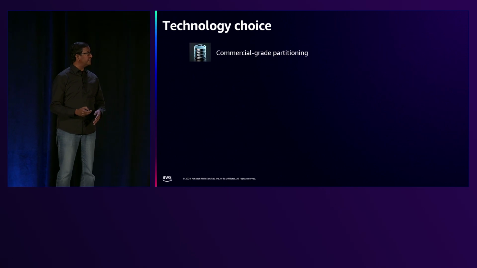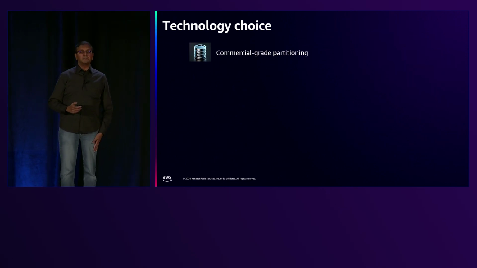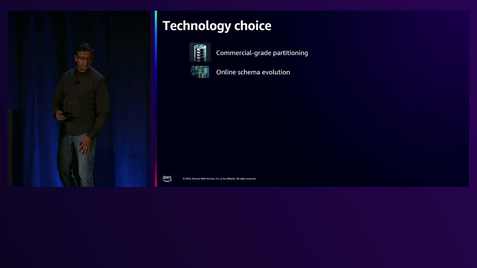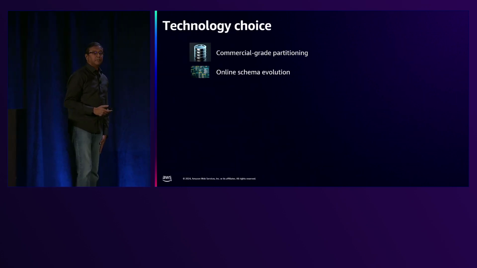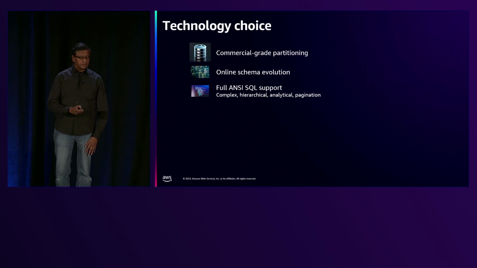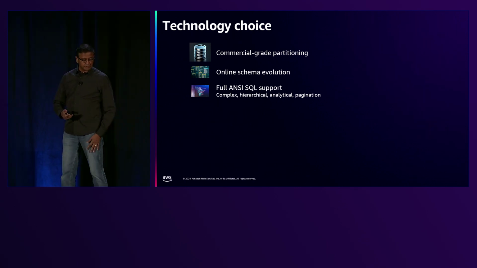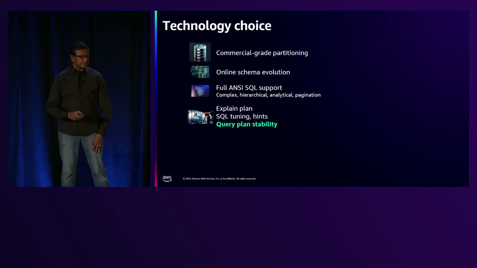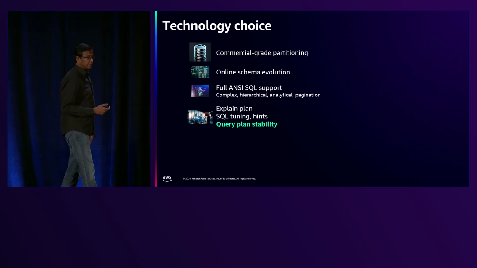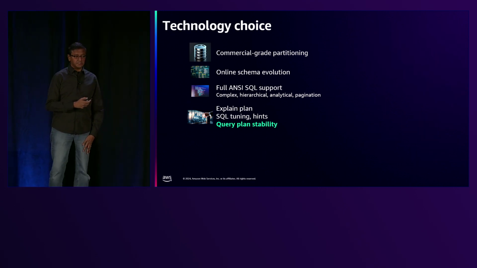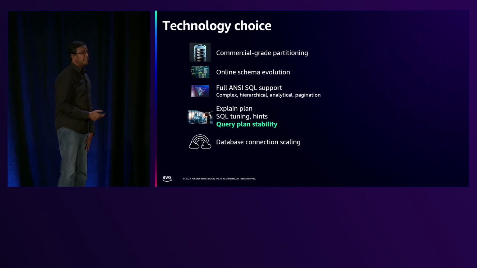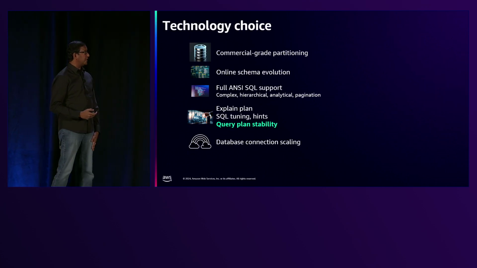Now let's take a look at some of the other features we're looking for. We have tables with billions of rows and tables with temporal data, and we need commercial-grade partitioning to manage it. We want to be able to make complex schema changes without downtime to continue developing features, so we need online schema evolution. We need the full power of SQL to implement all the complex query use cases we had in the system. We need tools and techniques to tune those complex queries to make sure they are performant. And more importantly, once you tune them, ensure that performance is consistent over time, which is where query plan stability is critical. And then we needed the database to scale to thousands of connections to handle our load.